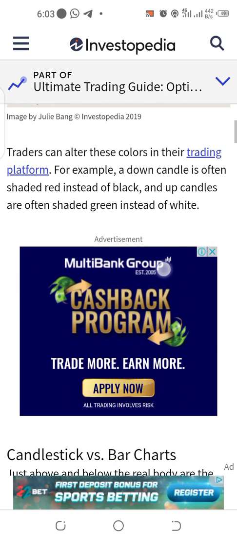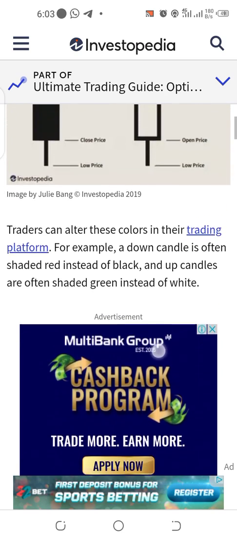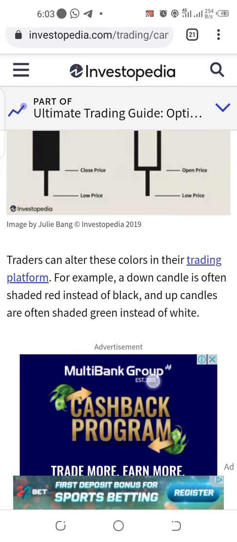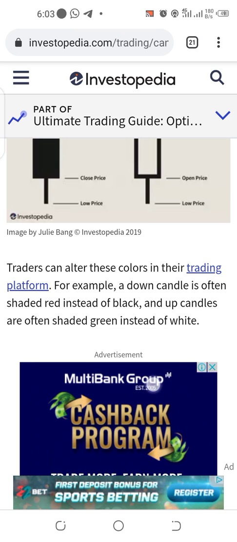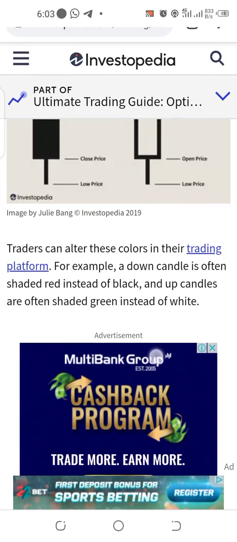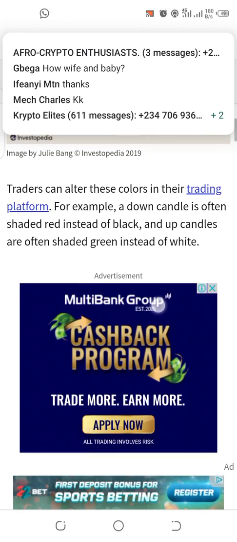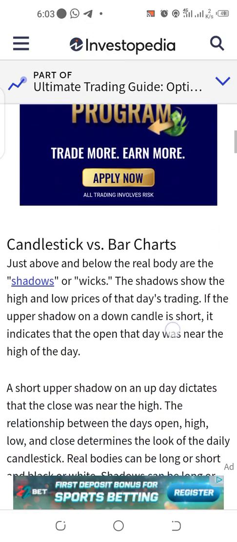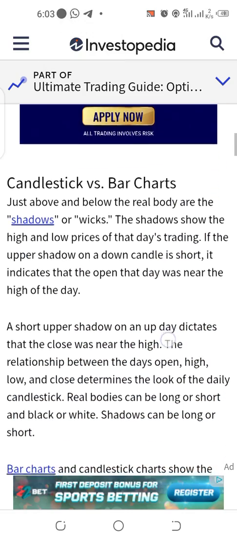Traders can alter these colors in their trading platform. I love this statement. It says traders can alter these colors in their trading platform. Here we are seeing black and white, but in normal trading you will see red and green. You can decide to change your color coding. It all depends on you. So for example, a down candle is often shaded red instead of black, and up candles are often shaded green instead of white. That is said before. So let's look at candlesticks versus bar charts.